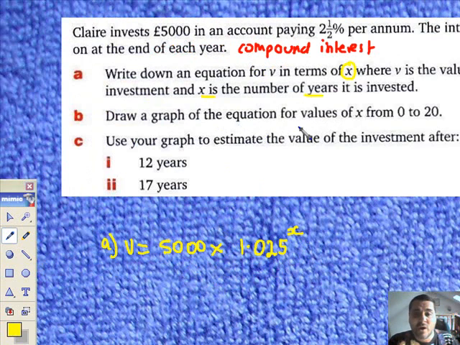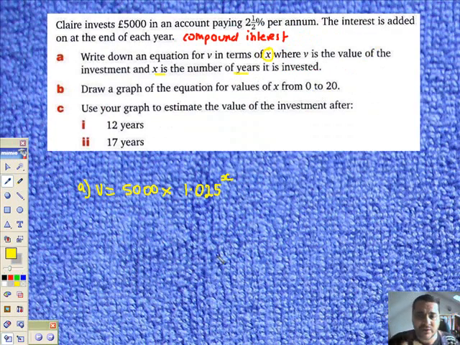And then it says draw a graph of the equation for values from 0 to 20. In other words, leave it there for 20 years and see how much interest you get year on year on year. If you don't touch it for 20 years, you're still going to get an exponential graph, aren't you? And it's probably going to look something like this.